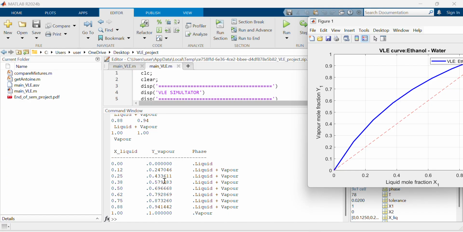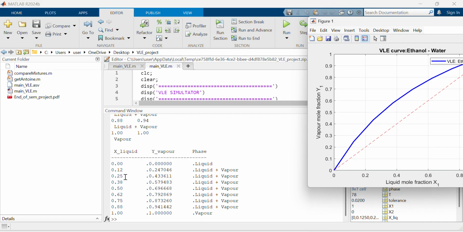So let's start. If you start with 0% of ethanol in the mixture, that is, our mixture contains 100% water, then you will not have any ethanol in the vapor, so the ethanol composition in the vapor will be 0. And what will be the phase? It's going to be liquid because the conditions given, which is 1 atm and 78 degrees Celsius, are not up to the saturation point of water. Hence, it will still exist as liquid.